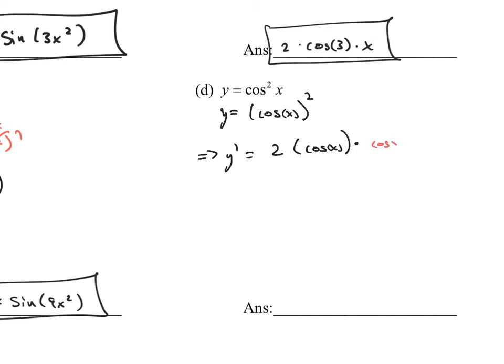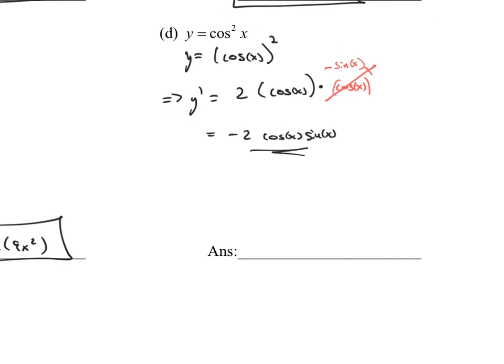But then we need to multiply it times the derivative of the inside. So I need to multiply it times the derivative of cosine of x. Well, the derivative of cosine of x is negative sine of x, right? So in simplifying this, what do I have? I would have negative 2 cosine of x sine of x.